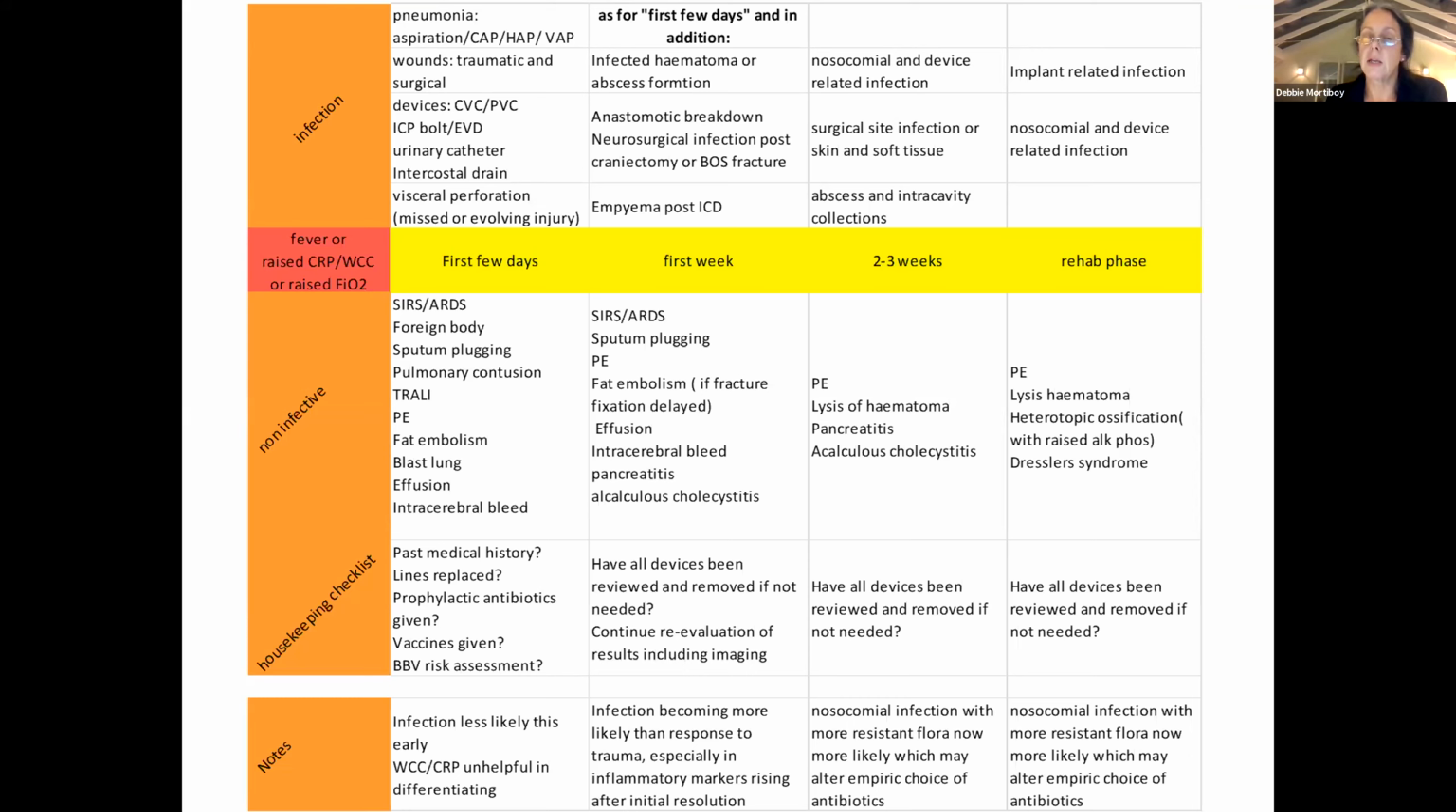And then we move on in our patient's journey to the third time frame, which I've arbitrarily called 2 to 3 weeks on a fairly elastic basis. And it's the tail end of what we're seeing in the first week, but we're starting to think now of the possibility perhaps of abscesses or intracavity collections. So liver lacerations, renal lacerations, presenting with an abscess. I have to say, it's extraordinarily uncommon.